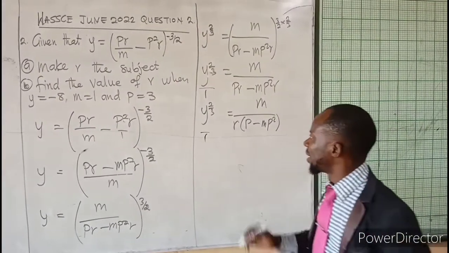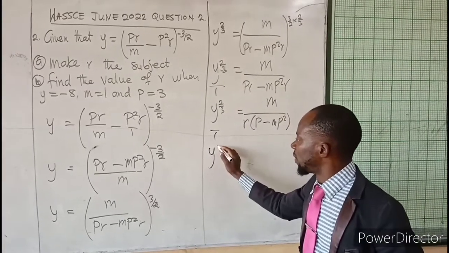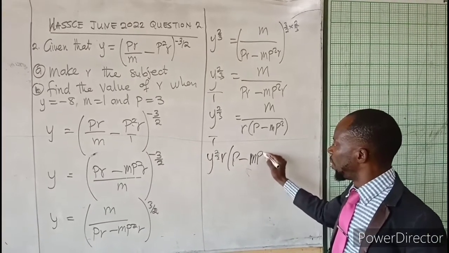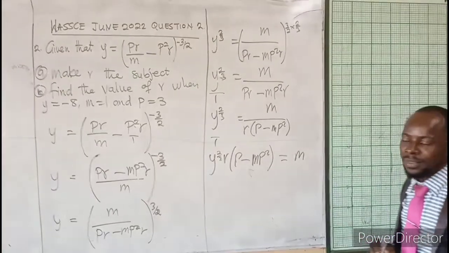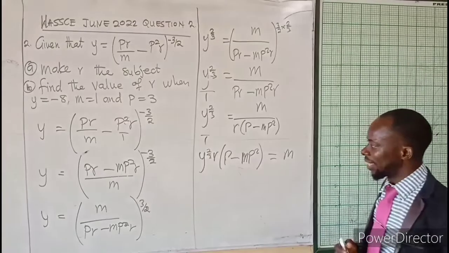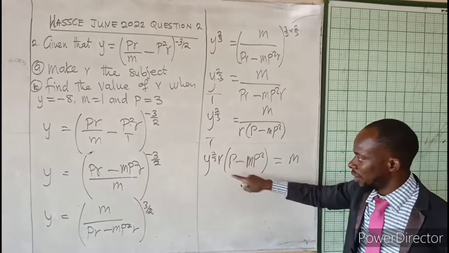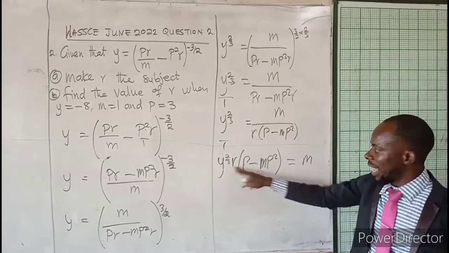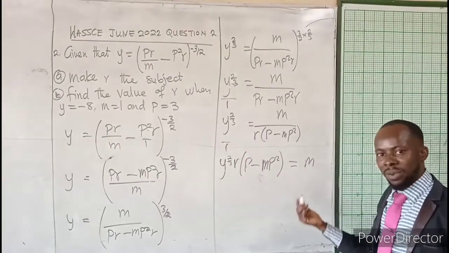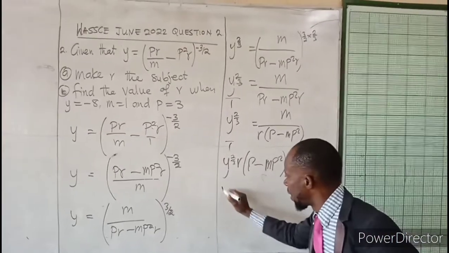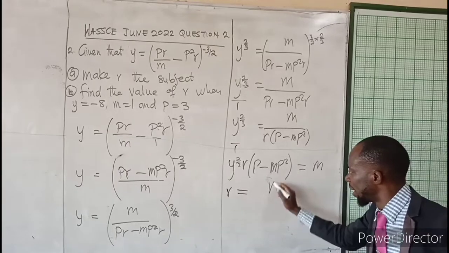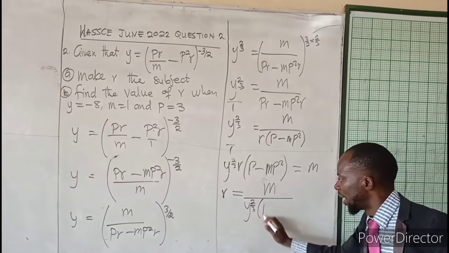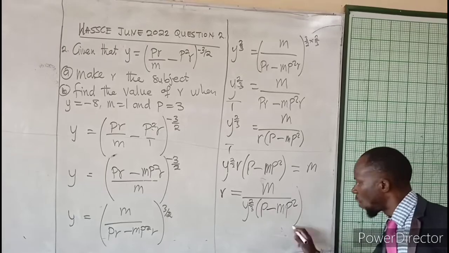So now if I cross multiply, I have y to the power 2 on 3 multiplying r into bracket p minus mp squared, all equals m. Now you can see it is becoming simpler. I need the r. So this term and this term now become my coefficient of r. So I divide over the coefficient. Now I'll be having my R, if I want to skip one step, equal to m all over y to the power 2 on 3 into bracket p minus mp squared.